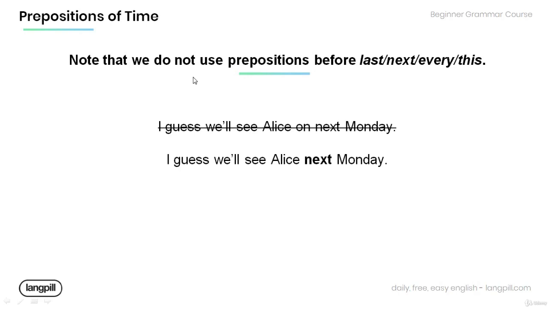Also note that we do not use prepositions before last, next, every, or this. Have a look at the sentences below. I guess we'll see Alice on next Monday. Now this sentence would be incorrect because the preposition on is not supposed to be used before next. The correct form would be I guess we'll see Alice next Monday.